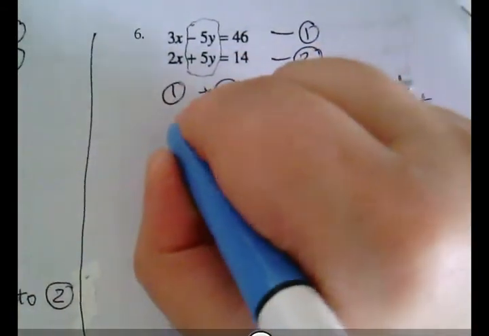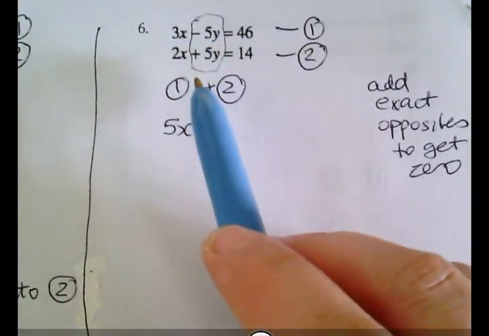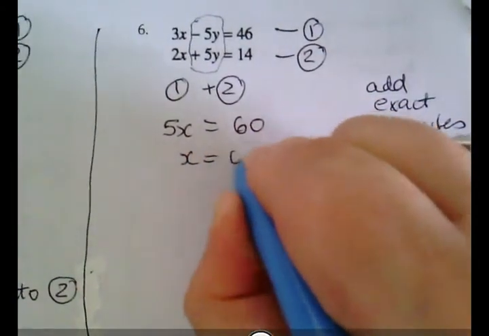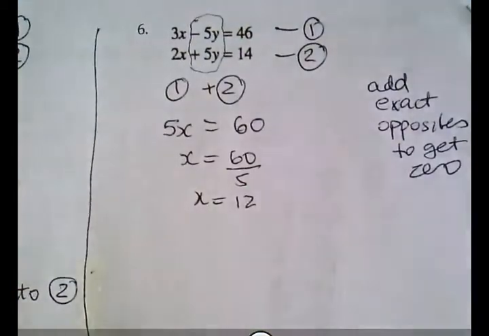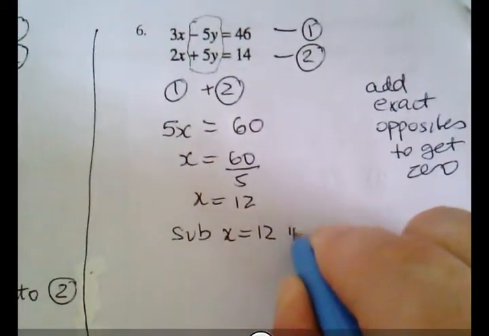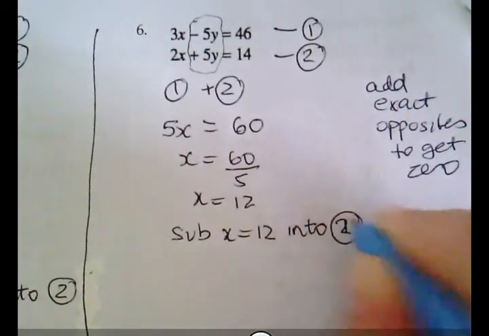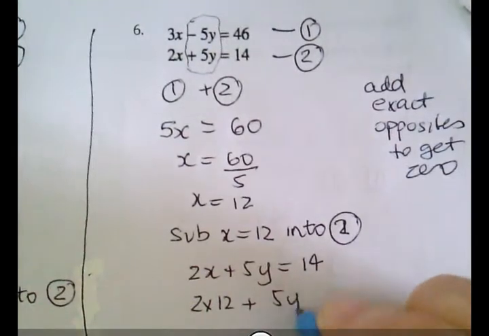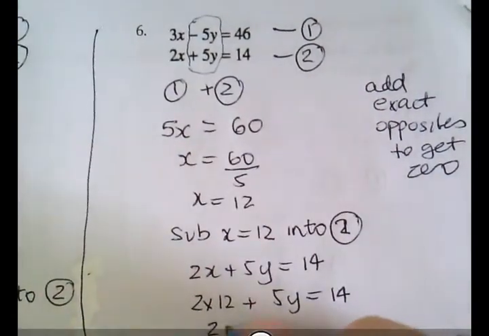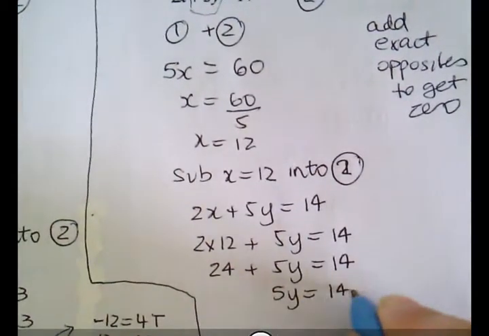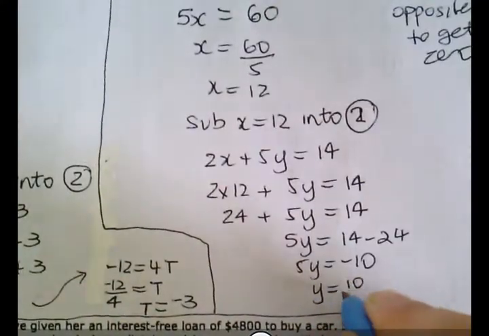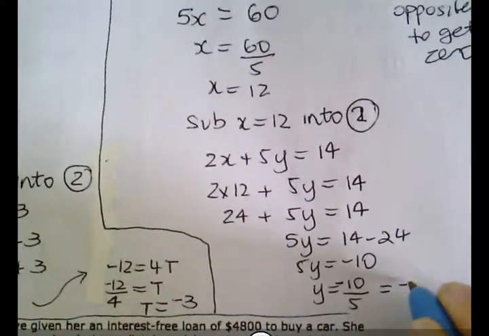So 3x plus 2x is 5x. I know that negative 5y plus 5y is 0. 46 plus 14 is 60. I now divide by 5, and I get that x is 12. And then I can just substitute x equals 12. I think I'll go into equation 2. And I get 2x plus 5y is 14. 2 times 12 plus 5y is 14. 2 times 12 is 24 plus 5y is 14. And we've got 5y is 14 take away 24, which is negative 10. And therefore y is negative 10 divided by 5, which is negative 2.